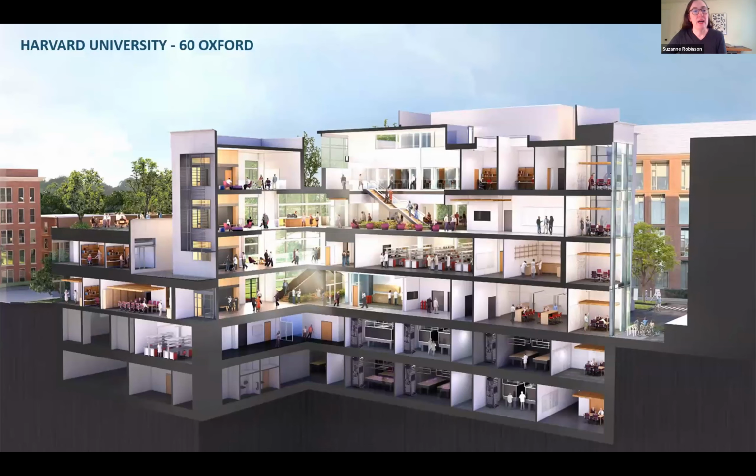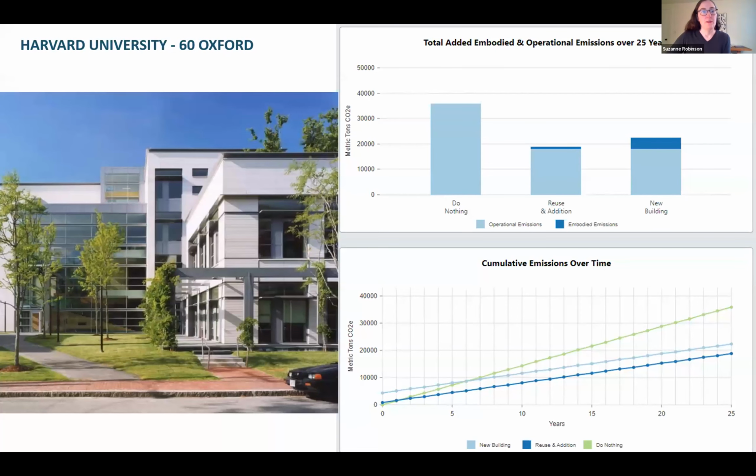So here what we have primarily is research. So we have a lot of lab space in the basement, some labs on the upper floors, as well as meeting, conference rooms, offices, and general elements there. So we use the CARE tool to kind of understand and quantify some of the emissions around this project.